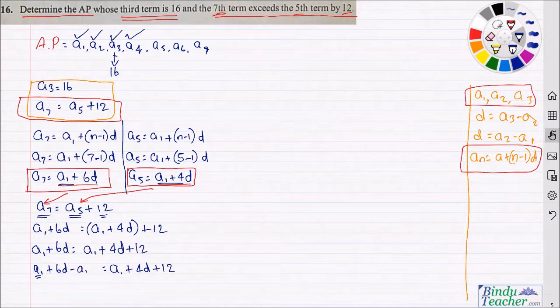Now whatever we do on the left hand side of the equation should be repeated on the right hand side of the equation. Okay, so simplifying this, plus A1 and minus A1 cancel out each other. Similarly, plus A1 and minus A1 cancel out each other here as well. So we get 6D equals 4D plus 12.